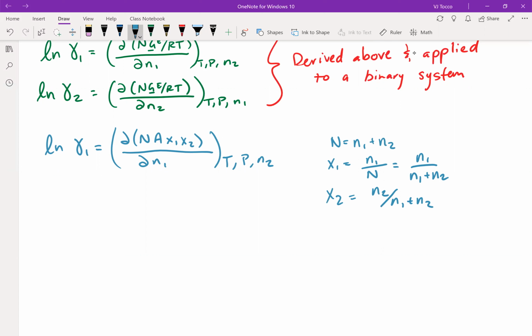So let's plug all those in to obtain ln of gamma 1 is equal to the derivative of, and I've got big N now as n1 plus n2, I've got an A, I've got an x1, which is n1 over n1 plus n2.